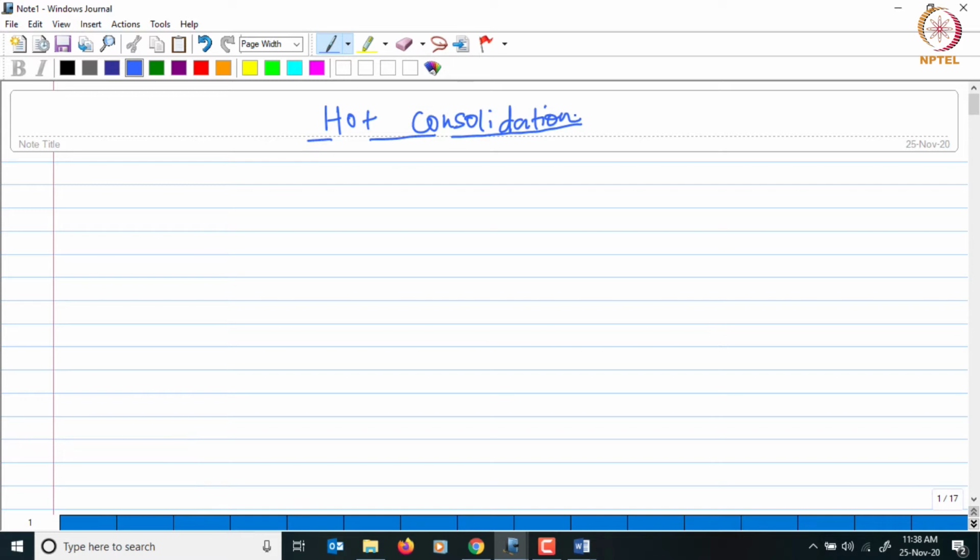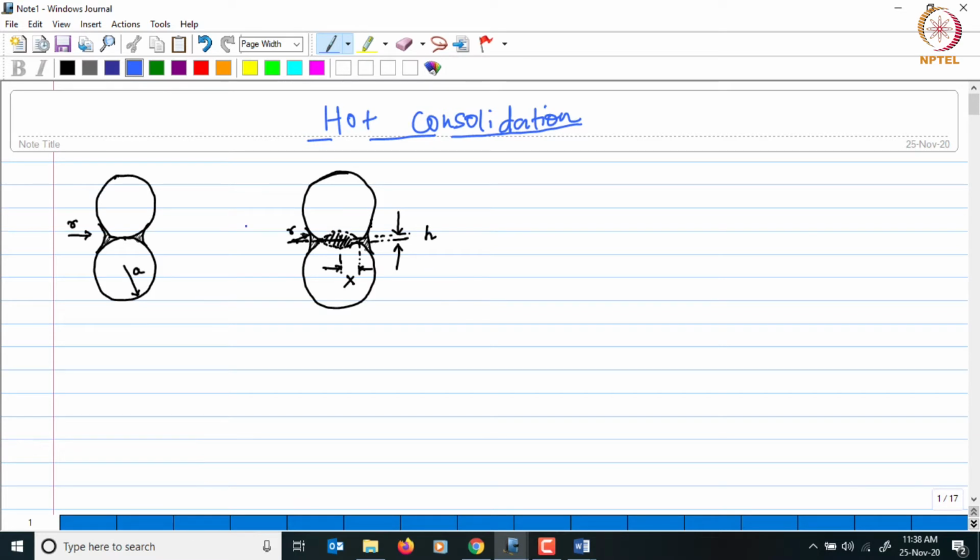So let us consider the two-sphere model of sintering again. So as the compact is heated, a neck is formed between the particles at the contact points, and as the neck grows, densification occurs, what you could see from the second image over here. Okay. So densification is all about the neck growth, and we have seen that neck growth occurs by diffusion.